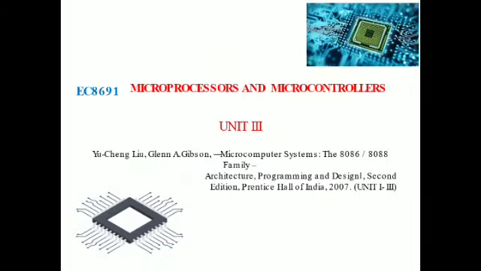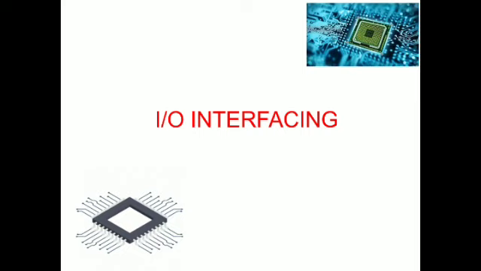In this video, we are going to concentrate on the microprocessor and microcontroller. In this microprocessor course, we are going to concentrate on unit number 3. The first topic is I/O interfacing. The data transfer between the microprocessor and the input device is done with the help of an input port, and the data transfer between the microprocessor and the output device is done with the help of an output port.